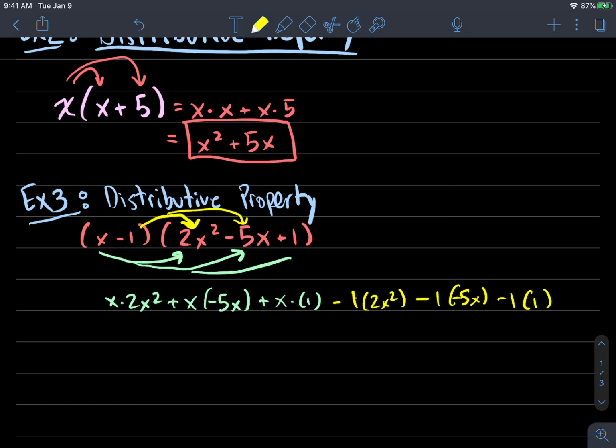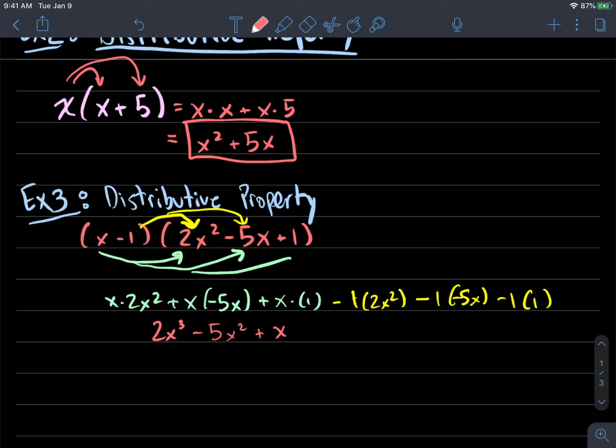All right, so this looks really complicated, which is why I like the box method, but x times 2x squared is going to be 2x cubed. And then x times negative 5x is going to be negative 5x squared. x times 1 is going to be 1, so it's going to be just 1x.